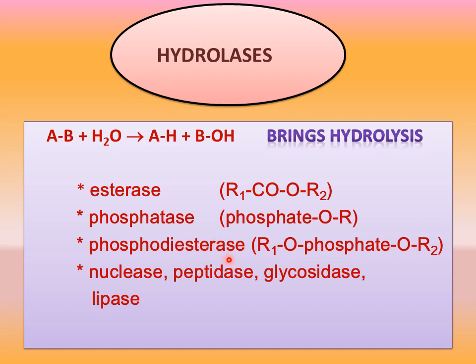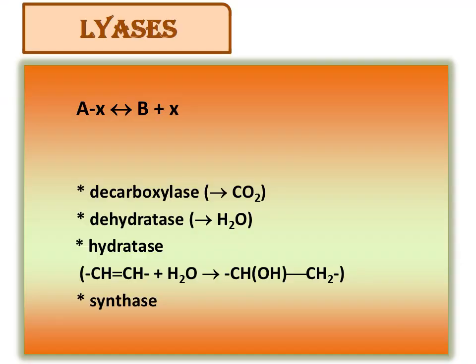Phosphodiesterases, which hydrolyze phosphodiester bonds. Then nucleases, peptidases, glycosidases, lipase, these are all examples of hydrolases. Then the next, the fourth class, is lyases.